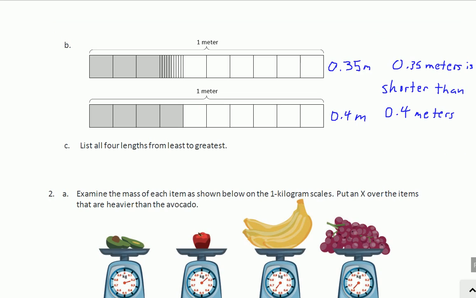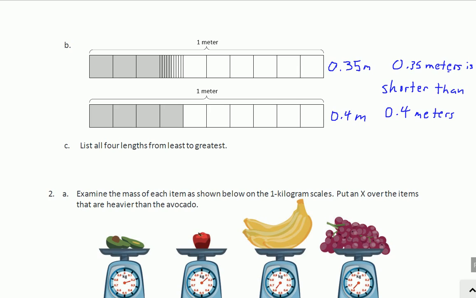All righty, how'd you do? Well, you should have found that 35 hundredths meters is shorter than 4/10 meters because, of course, we know that 4/10 meters is also 40 hundredths. And 40 is bigger than 35, folks.